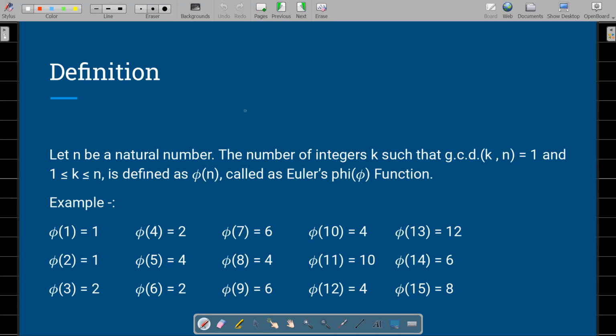You see some patterns there. For a prime number, you can see it's always just one less. Check: phi of 5 is 4, phi of 7 is 6, phi of 11 is 10, phi of 13 is 12, because every smaller number will be co-prime with a prime number, right?